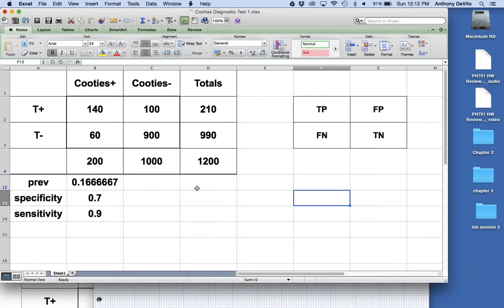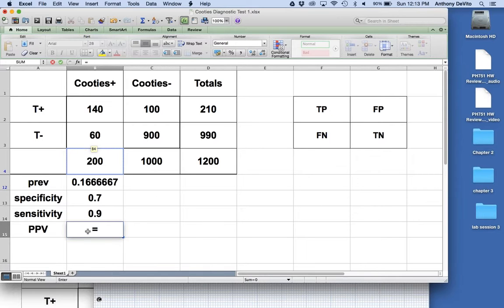Okay, so the next thing I might want to know is, I got 210 people in this population that tested positive. How reliable is a positive test in this population? Well, I'm going to call that the positive predictive value. How good is a positive test at determining whether or not you have the condition? Well, 210 people tested positive, only 140 of them had the actual disease. So the positive predictive value is equal to 140 who really are positive out of the 210 total who tested positive. So the positive predictive value is about 67%.